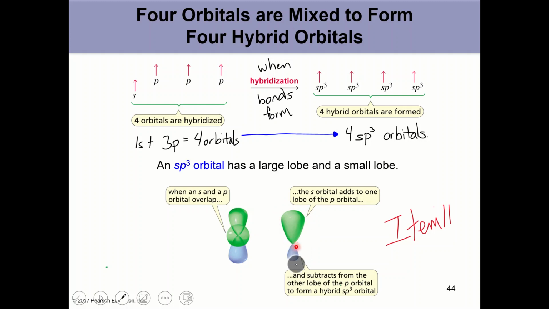These are going to be our bonding orbitals, and the side that has the greatest potential for electron overlap, the green side shown in this particular sp3 orbital, is going to be what we call the bonding orbital, and the blue side would be the anti-bonding side because it has less electron overlap. So the s orbital adds to one lobe of the p, and it subtracts from the other lobe of the p, and we get an sp3 orbital.